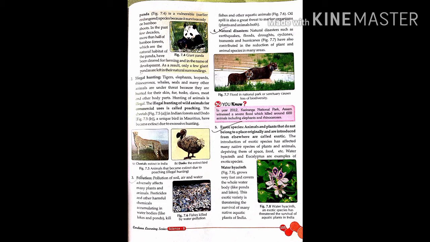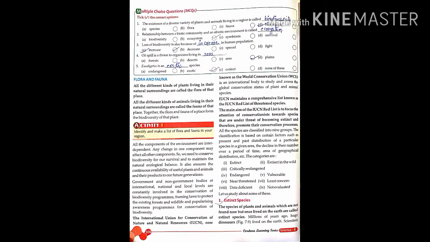Okay students, hope you all understand the topic carefully. Now multiple choice questions, take the correct option, page number 106. First we will do this. First one: the existence of a diverse variety of plants and animals living in a region is called biodiversity. Okay, it's called biodiversity.